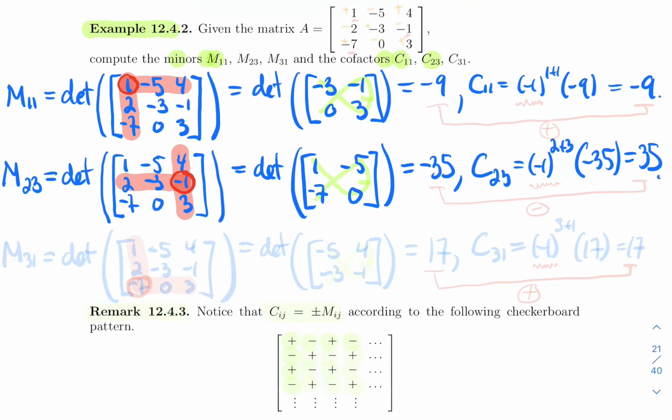And last example, M31. We're going to compute the determinant at, so again, let's rewrite the matrix. Now we're at 3, 1. First you find where 3, 1 is. So that's minus 7.